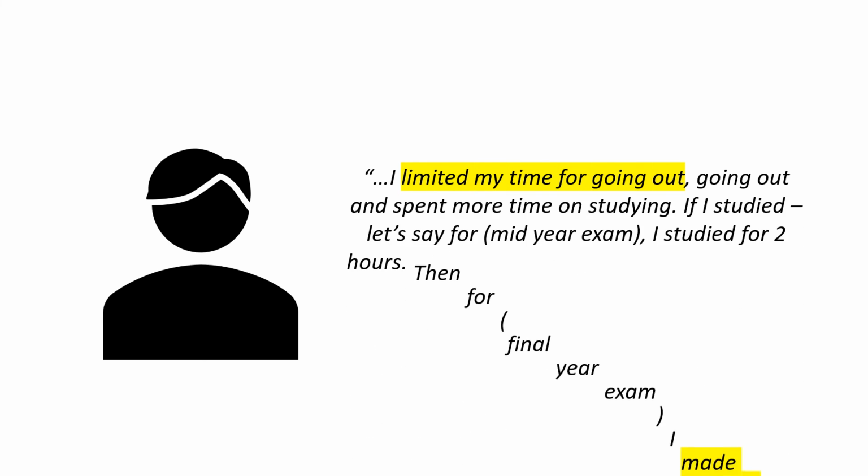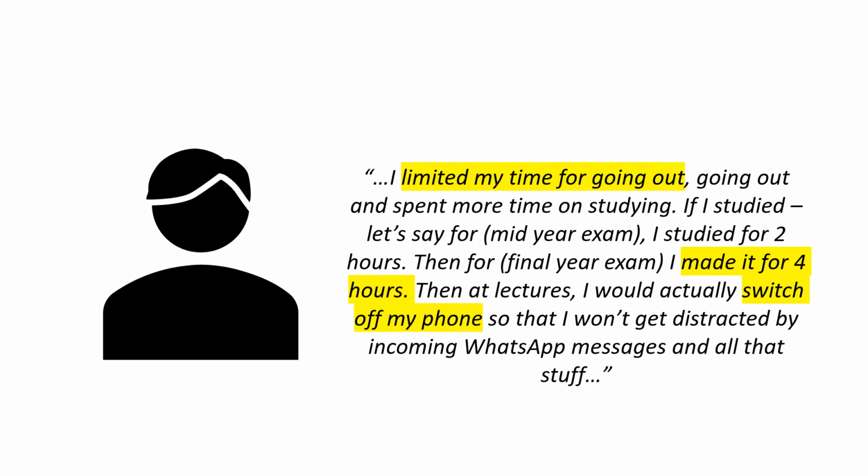Now, I'm going to share an excerpt from a student. He said, I limited my time for going out and spent more time on studying. If I studied, let's say for mid-year exam, I studied for 2 hours. Then for final year exam, I made it for 4 hours. Then during lectures, I would actually switch off my phone so that I won't get distracted by incoming WhatsApp messages and all that stuff.